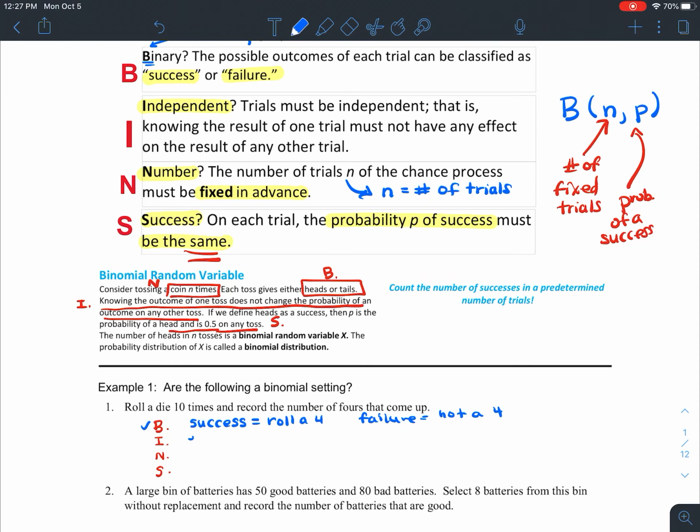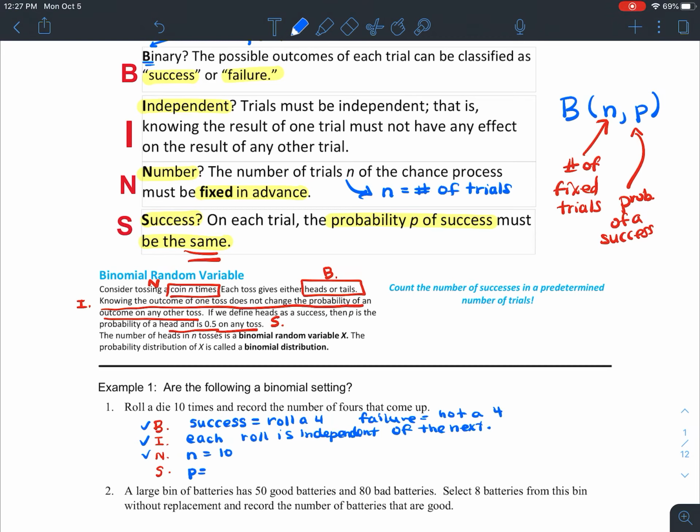For independence, sure, if we're talking about a fair die, we could say that each roll is independent of the next. Okay, so it meets that criteria. N, it has to tell us specifically a fixed number of rolls, and it did. There's 10 of those. And then for success, we have to say what is the probability of rolling a 4.